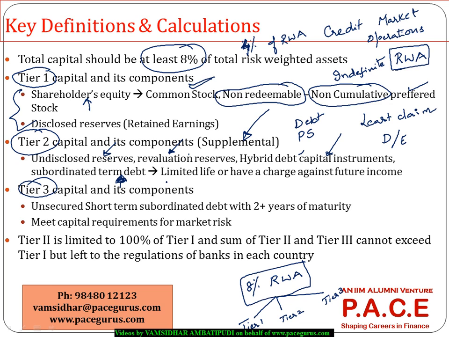They have a limited life, because preferred stock could have been issued for a 5-year or 10-year period, and subordinated debts will have a maturity period of, let's say, 10 years. And they also have a charge against the future income. This is one more thing: they have a charge against future income, meaning some specific, definite payment is expected.